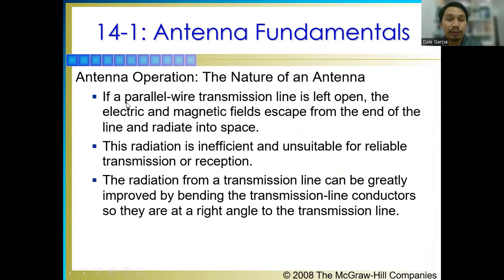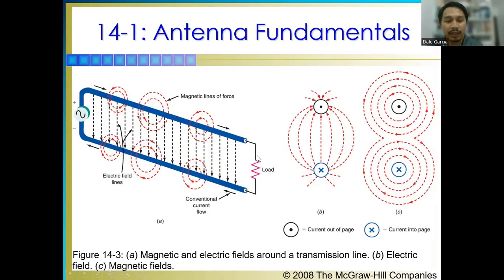So if a parallel transmission line is left open, the electric and magnetic field escape from the end of the line and radiate into space. Diba? So here, ang current na magikan sa source from the positive terminal is mo travel na siya along the wire, then towards the load, then balik na po sa wire, ay siya mabalik sa atong source. Okay? Although ang mga electric field o magnetic field diha, na-contain lang sila inside the circuit.